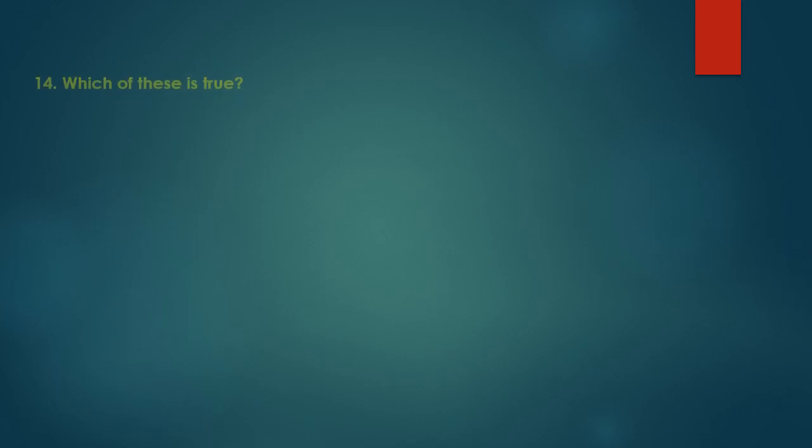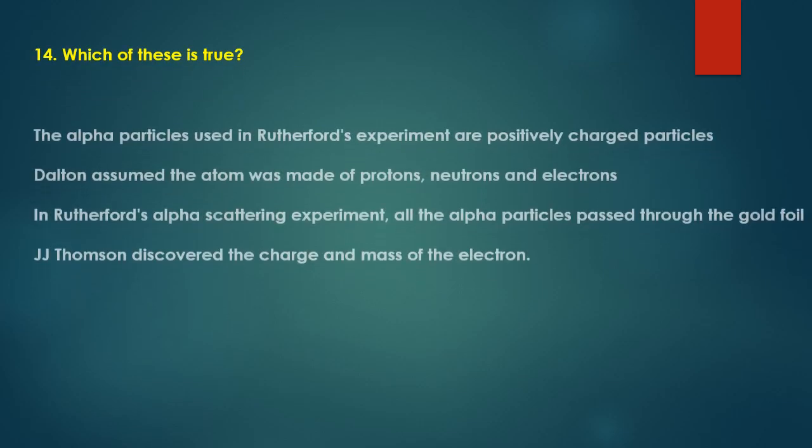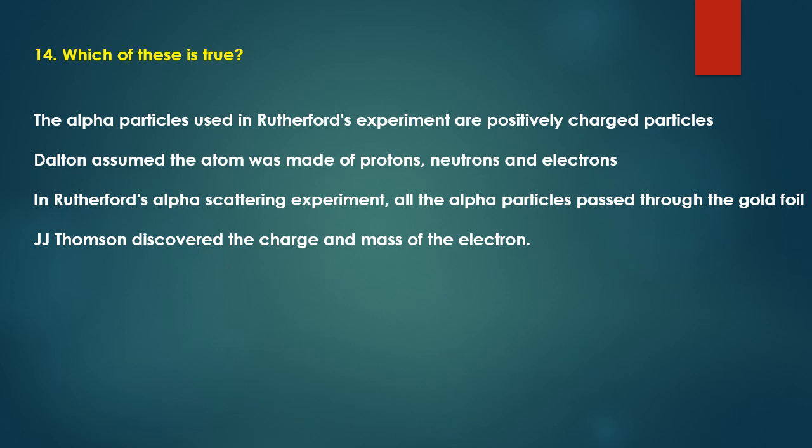Question 14. It is asking us which of the following statements are true. Let's check one by one. Alpha particles used in the Rutherford experiment are positively charged particles. Yes, alpha particles are positively charged particles. So that should be most probably our answer, but let's look at the other options also. Dalton assumed that atoms were made of protons, neutrons and electrons. Did he? No. What Dalton said was the atoms were like solid spheres. So he never knew anything about protons, neutrons and electrons being present inside the atom.